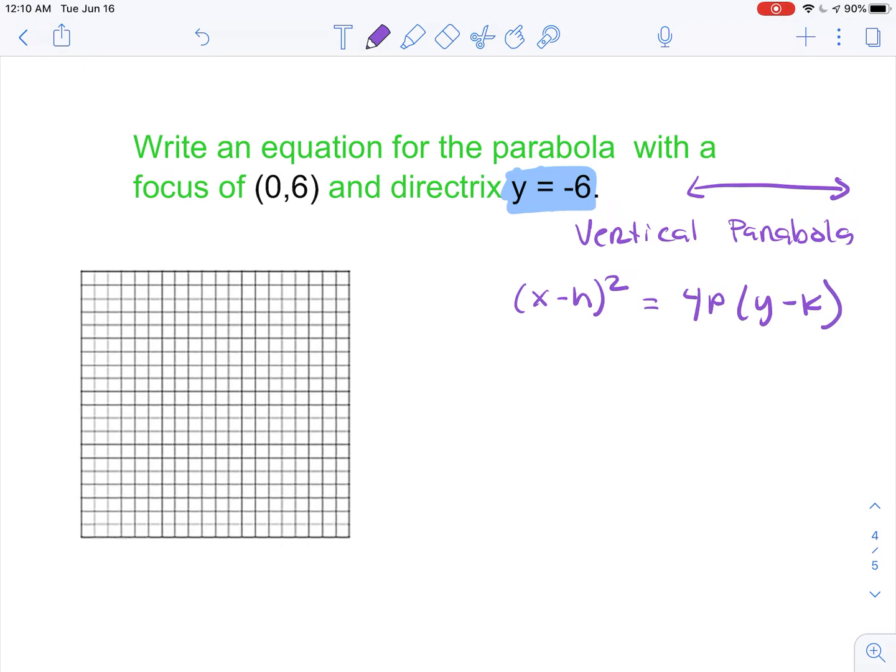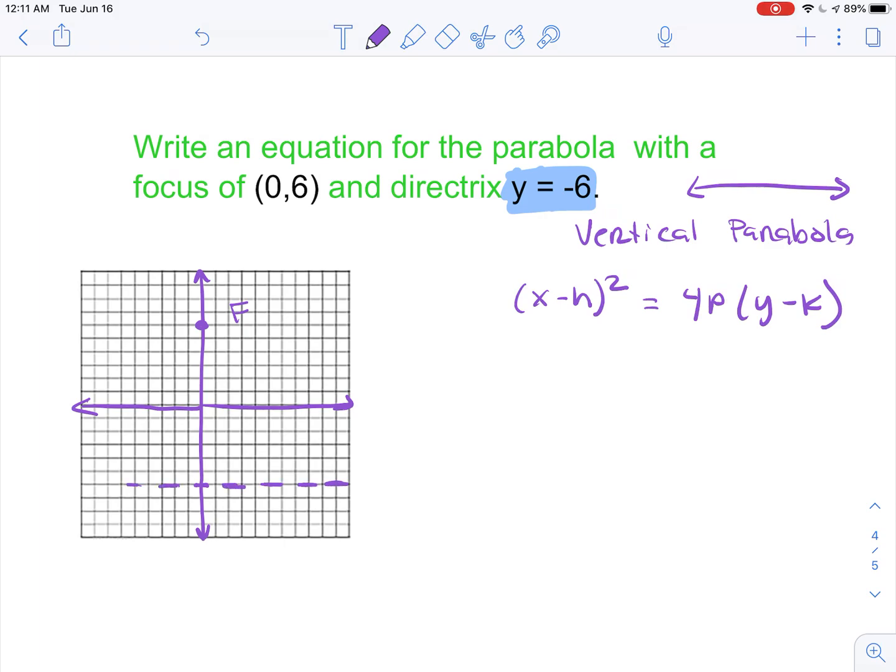Now what do we need? We need to find a p-value. We need to find a vertex value. And to do this, the only real way to make this simple is to actually graph those points, or those lines that we see, and try to figure it out from the picture. So my focus is at (0, 6). 1, 2, 3, 4, 5, 6. So this is my focus. My parabola will open up towards that value. My directrix is y = -6. 1, 2, 3, 4, 5, 6.